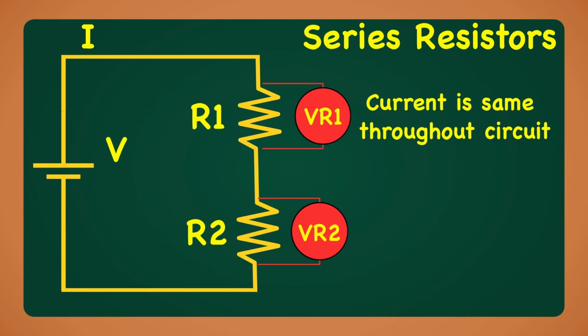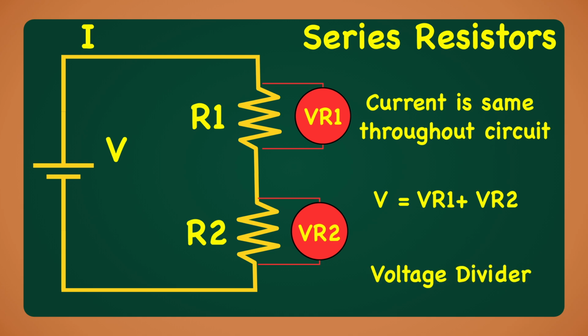The voltage across R1 will usually be different from the voltage across R2, but when you add those two voltages together, they will always equal the battery voltage. Because the battery voltage is divided between the resistors, a series circuit is often called a voltage divider.